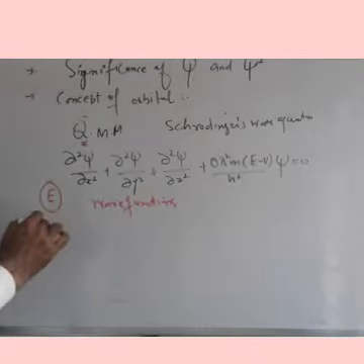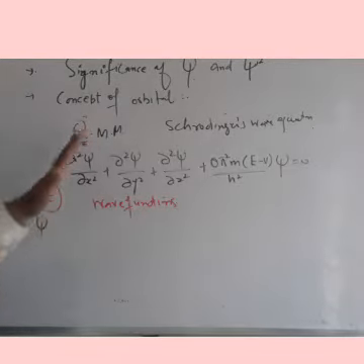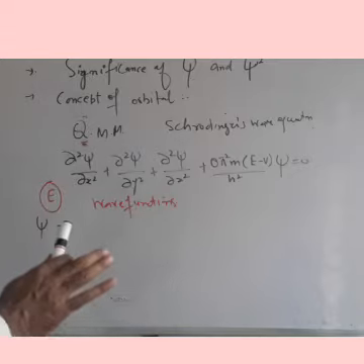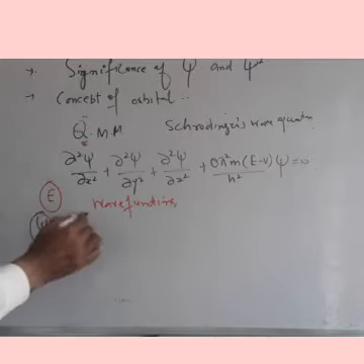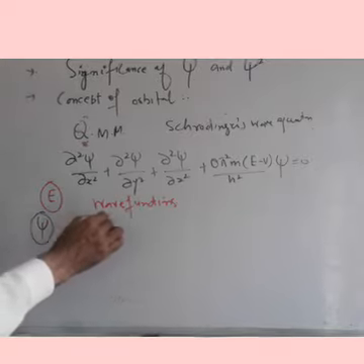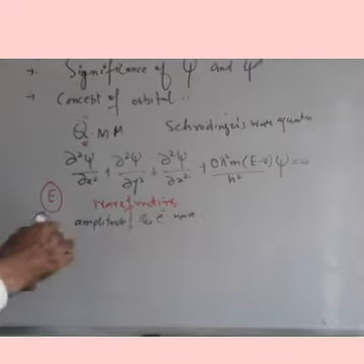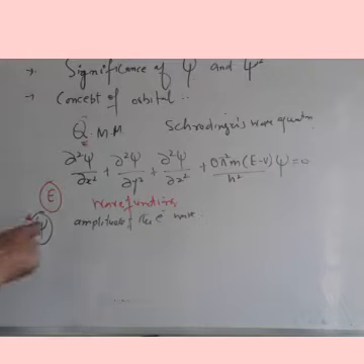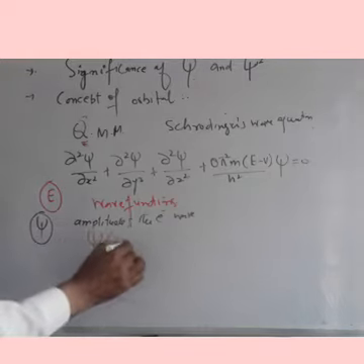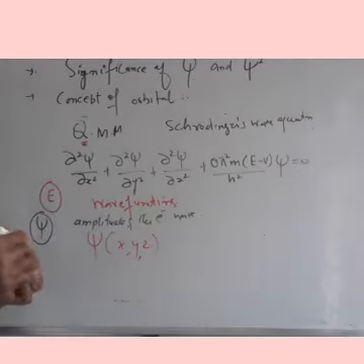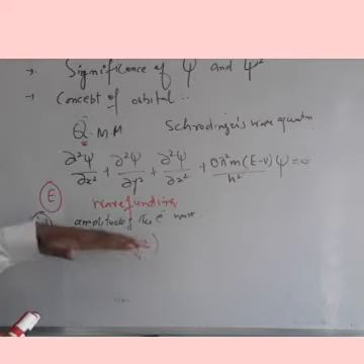So what is this psi? Actually psi has no physical significance. इसका कोई physical significance नहीं है. It simply represents the amplitude of the electron wave. ये जो psi है, ये amplitude है, amplitude of the electron wave. It is a function of coordinates of the electron. That means psi depends upon x, y, and z. These are the coordinates of the electron, so psi is a function of these coordinates.